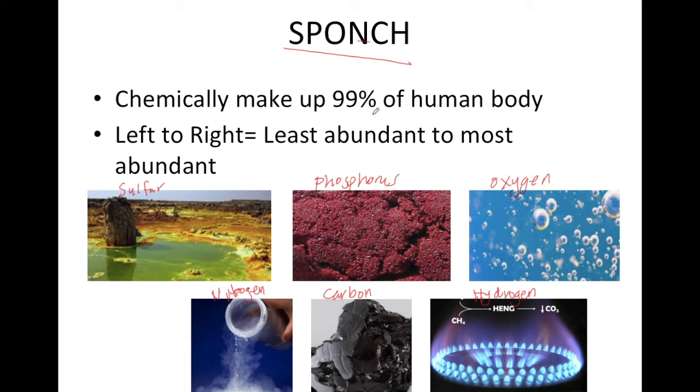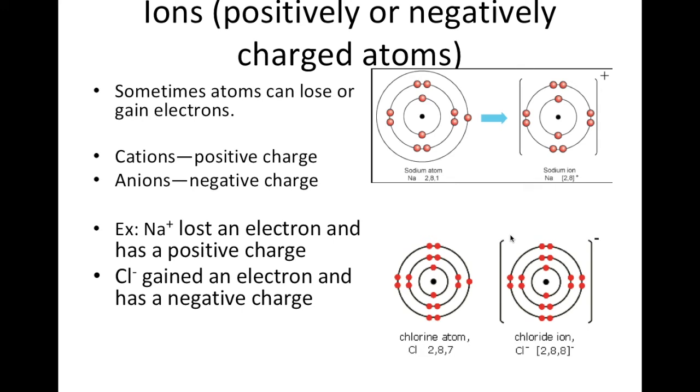And it makes up about 99% of all of the living mass of a human body. So it is ordered from least abundant to most abundant. Sulfur is the least abundant element in the human body, and hydrogen is the most abundant. So SPONCH is really important, and I have a little video that goes more in depth about these 4 elements right here. We don't really talk too much about sulfur and phosphorus in this class; that you can do for the extra credit assignment.